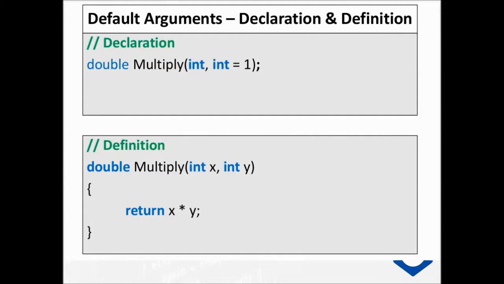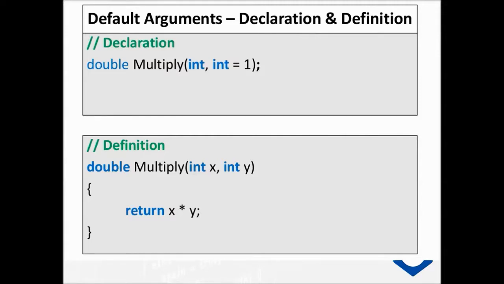Default arguments, declaration and definitions. Let's suppose we have a function with name multiply and data type double, and when we declare it before the main function we write double multiply, and into the parameters we write int comma int y is equal to 1. Here int y is equal to 1 is our default argument. If we do not pass any value, then this function automatically uses the value 1.